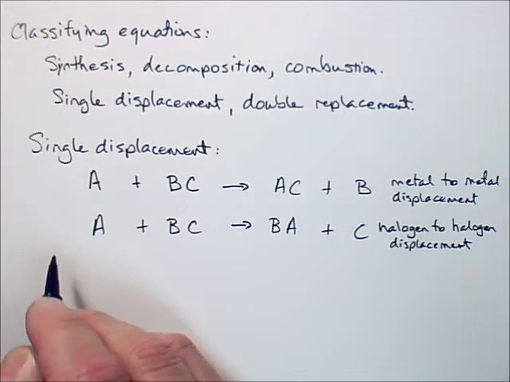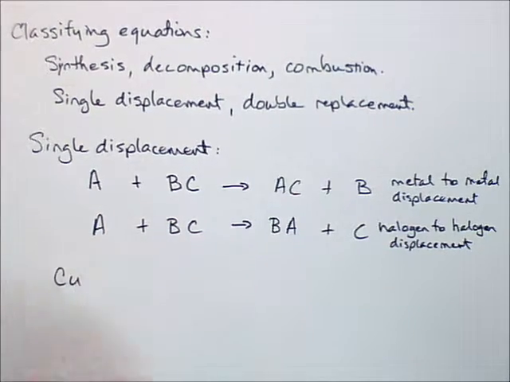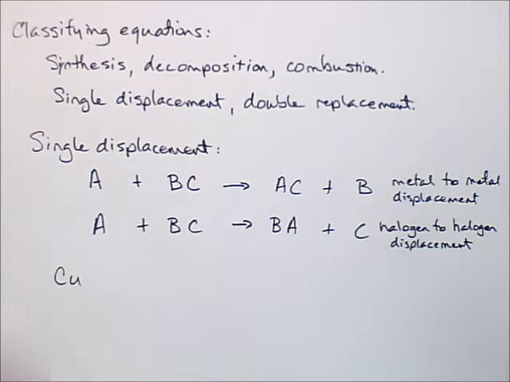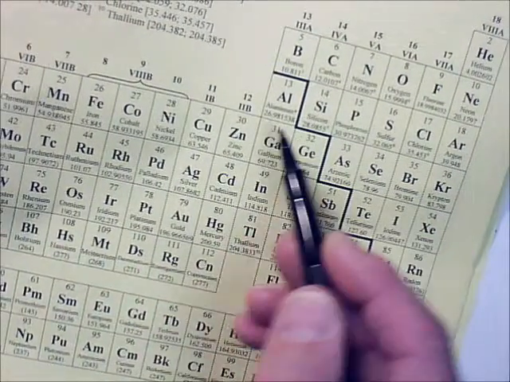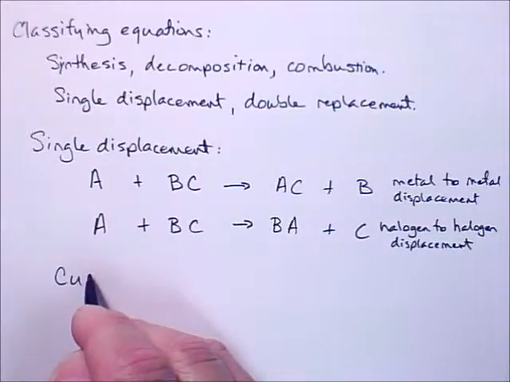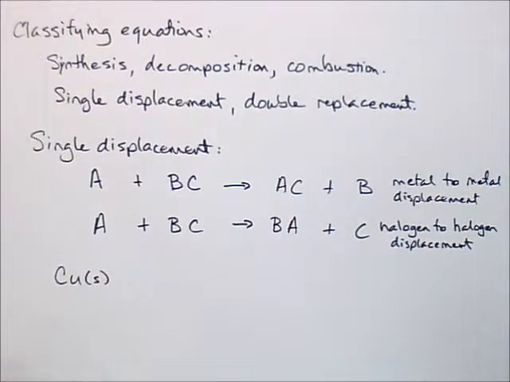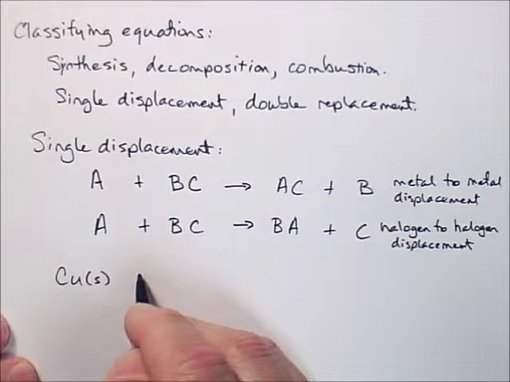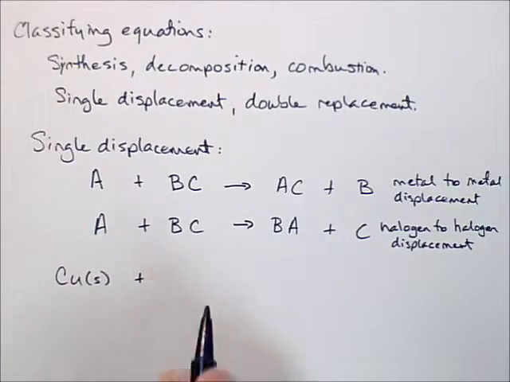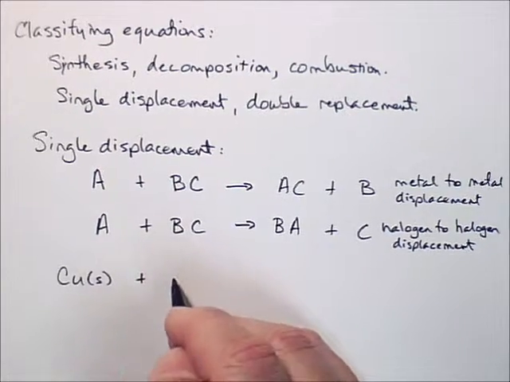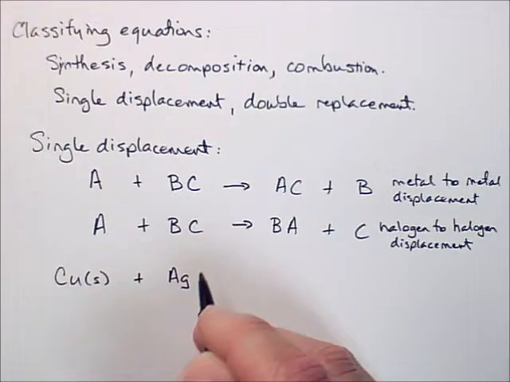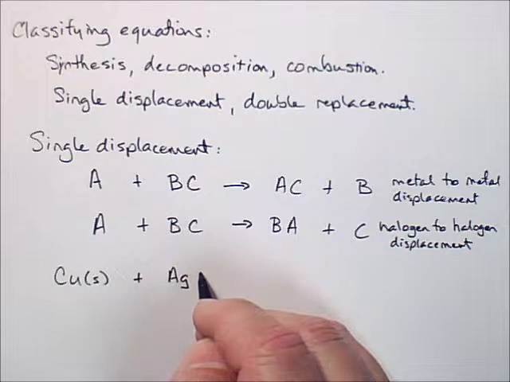So here is an element that's by itself. If you don't know what that is, you need to use your periodic table and figure it out. This is copper, and since copper is on this side of the stair step, it's a metal. Metals are solids with the exception of mercury. Mercury is a liquid. And let's react that with this compound, which contains a metal ion.